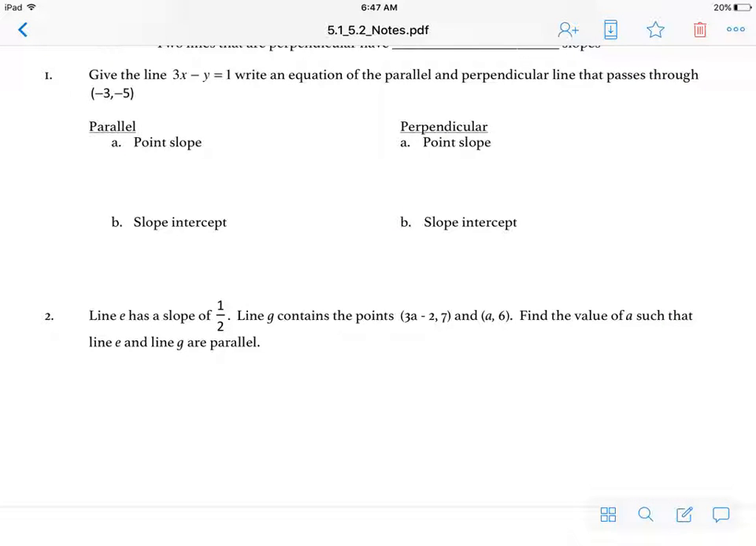So in number 1, it says, given the line 3x minus y equals 1, write an equation of the line parallel and perpendicular that passes through the point (-3, -5). What is important in writing the equation of a line is that when you're writing it, you need to know two things. You need to know a point, and you need to know the slope. If you have those two things about the line, you can write the equation of it.